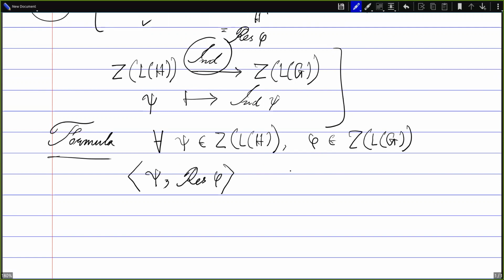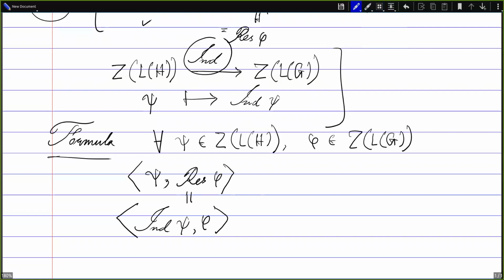On the other hand, what I can do is I keep phi here and take Ind psi, which belongs to ZLG. This inner product is happening in LG. So the Frobenius reciprocity formula says these two formulas are equal. I repeat, these two formulas are equal.